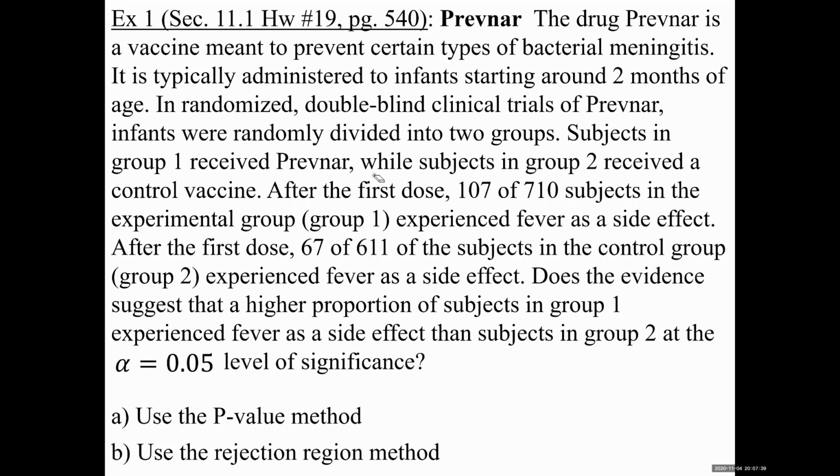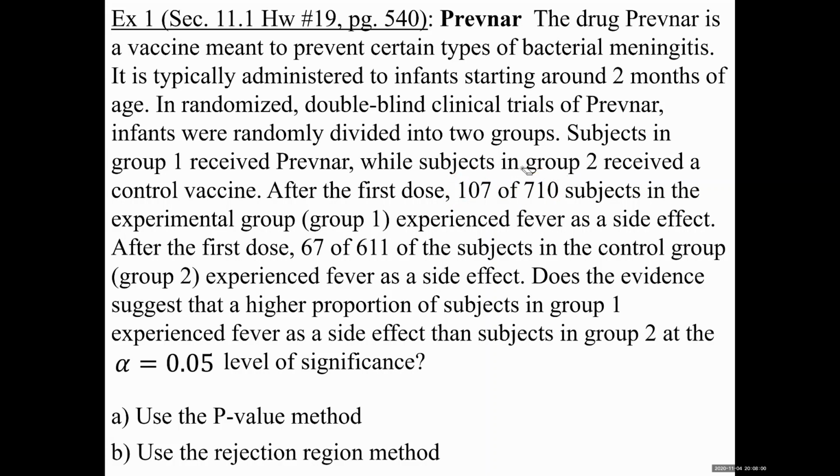Now it says subjects in group 1. Sorry, I read that already. So now we're here. Okay. After the first dose, 107 of 710 subjects in the experimental group, group 1, that's the group that took the actual drug, got a fever as a side effect. So 107 said, yes, I got a fever, out of 710 people total.